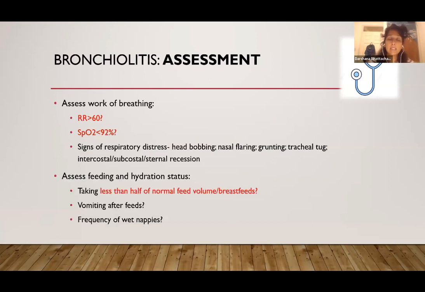Assess their feeding and their hydration status. A general rule of thumb is that if a baby is taking less than half of their normal feed volumes, either through bottles or breastfeeds, then they will probably need hydration support, especially if they're vomiting after feeds as well. And if their frequency of wet nappies is reduced, then again, that's a sign that their hydration is suffering. We'd usually expect one nappy every 6 hours or so at the very least.